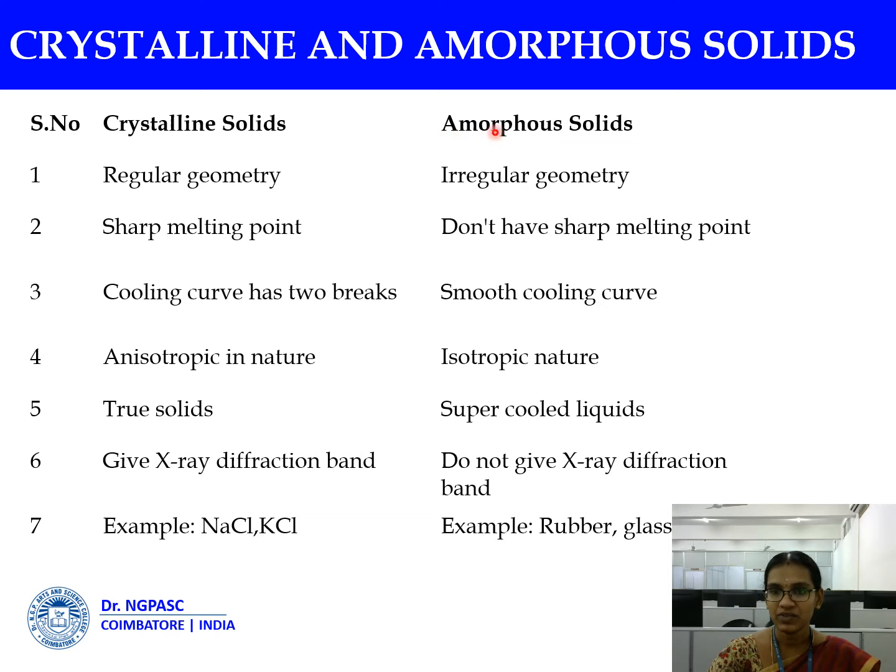Whereas in the case of amorphous solids, it has an irregular geometry. It does not have a sharp melting point. It shows a smooth cooling curve, and it is isotropic in nature. That is, a physical property cannot be changed, and it is called a supercooled liquid. It does not give any X-ray diffraction bands. Examples of amorphous solids are rubber and glass.